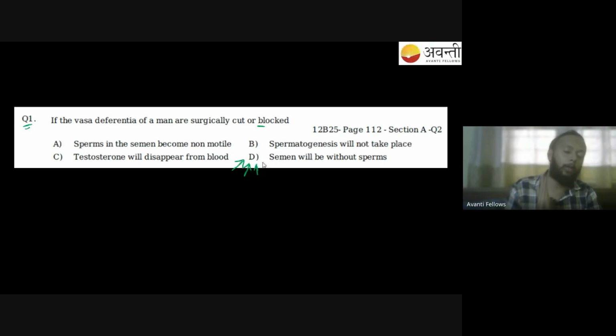Now you have to explain everything in detail. We'll start with Shikha. Now Shikha, tell me, you are saying semen without the sperm. Now this is the correct answer.